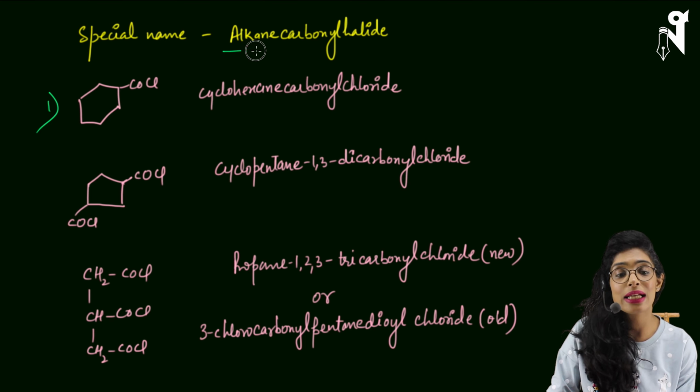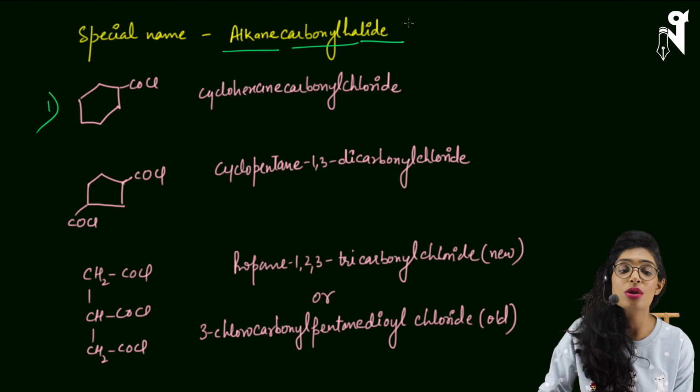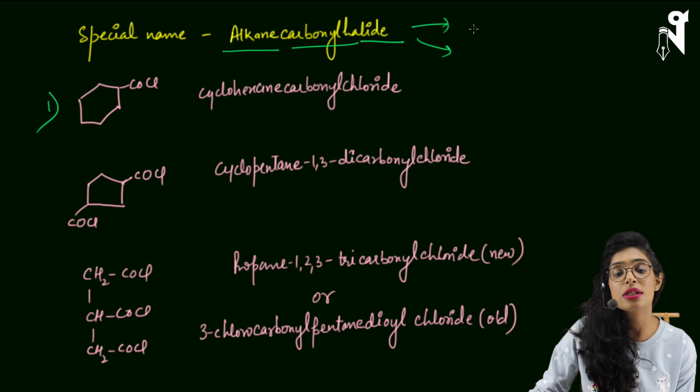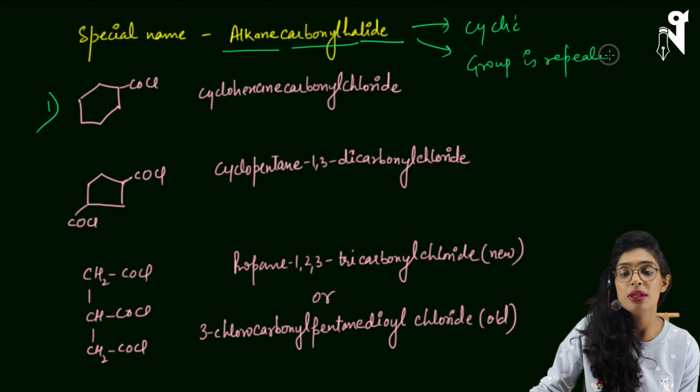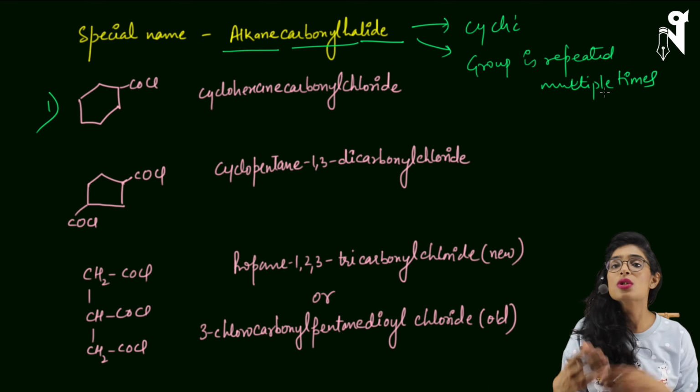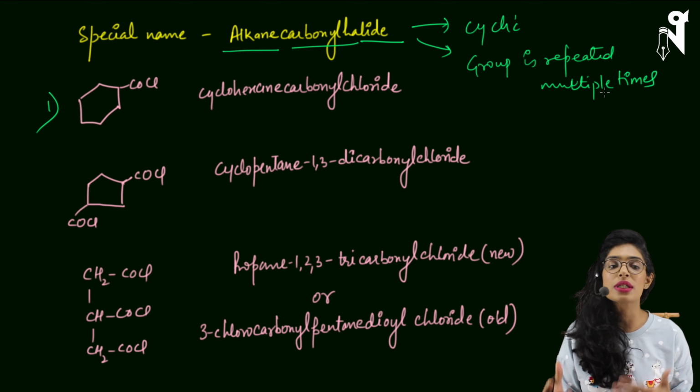Let's talk about the special name. The special name is alkane carbonyl halide. Again, the condition for using these names is either the chain should be cyclic or the group should be repeated multiple times. This is the usage condition, which is common in all the cases wherever we are using these special names.